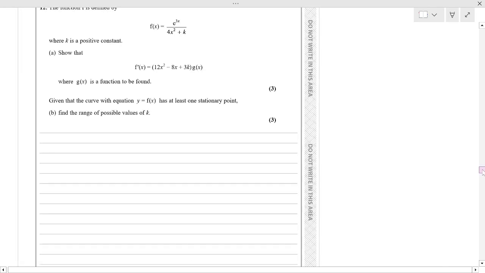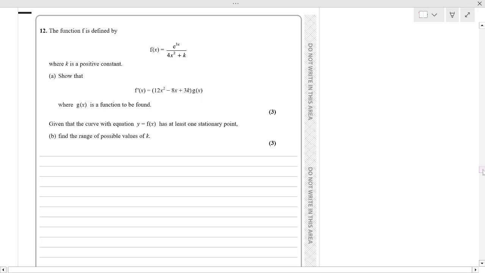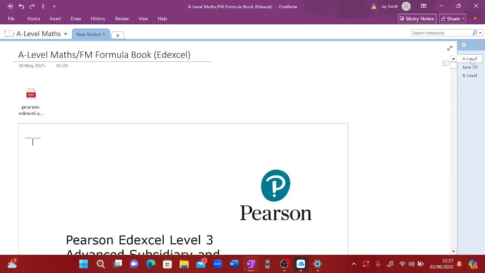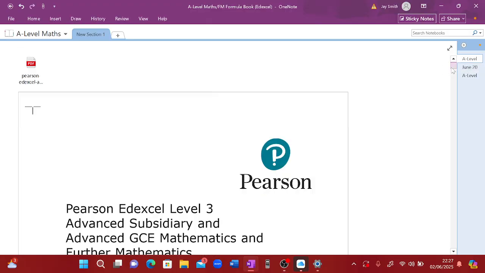Okay, on question 12, we are getting late for time, actually. I'm going to do this very, very quickly then. So f dash. That's the chain rule. Not the chain rule, the quotient rule. The quotient rule is in the formula book. You do not need to remember it.